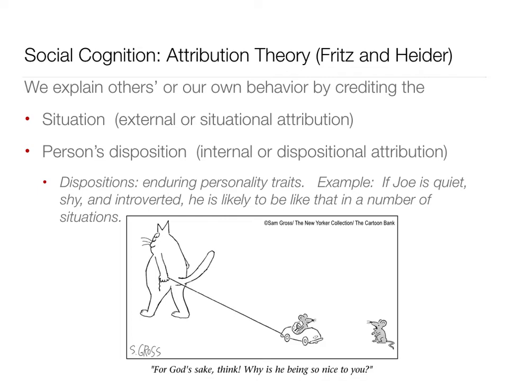Where a personal or a dispositional or an internal attribution would be something about that person, these enduring personality traits. So that person cut me off because they're just a jerk. That would be an internal or a dispositional attribution. And so this attribution theory says that we attribute our own behavior and other people's behaviors either to these external situational attributions or to these internal personal dispositions. And when we make these attributions, we can mess up these attributions.